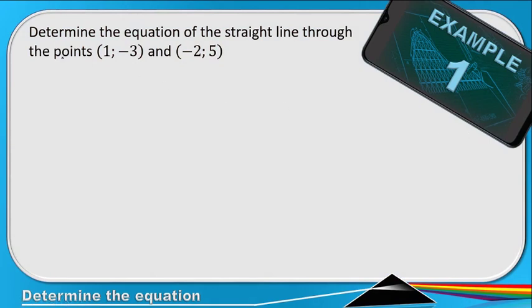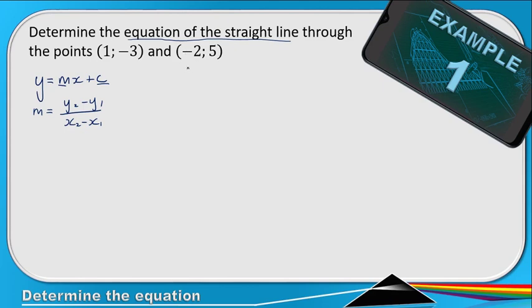Okay, so for example 1, it says determine the equation of the straight line through the points (1; -3) and (-2; 5). So first of all, we are asked for the equation of the straight line, which then means we immediately write down the standard form of our straight line, which is y = mx + c. And we know we have to find the m value and the c value. So the m value, we know the formula. Gradient is (y2 - y1) over (x2 - x1). And then you can go ahead and directly just substitute it in.